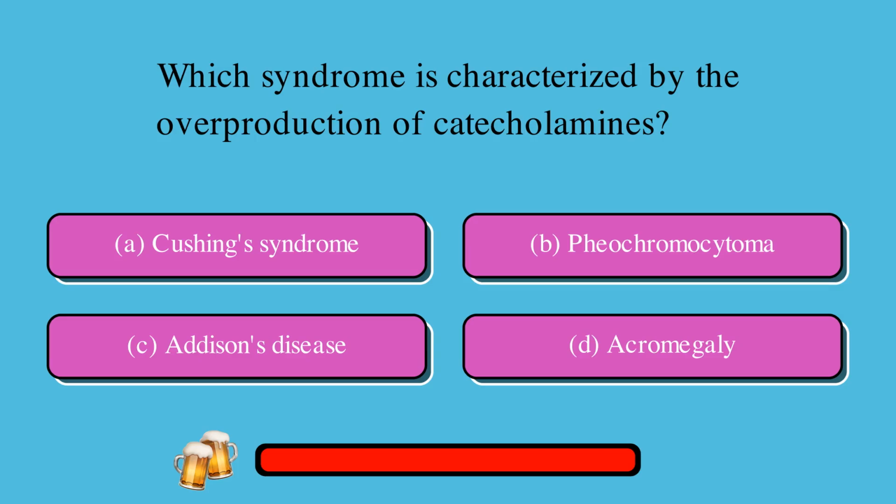Which syndrome is characterized by the overproduction of catecholamines? A. Cushing's syndrome, or B. Pheochromocytoma, or C. Addison's disease, or D. Acromegaly. The correct answer is B. Pheochromocytoma.